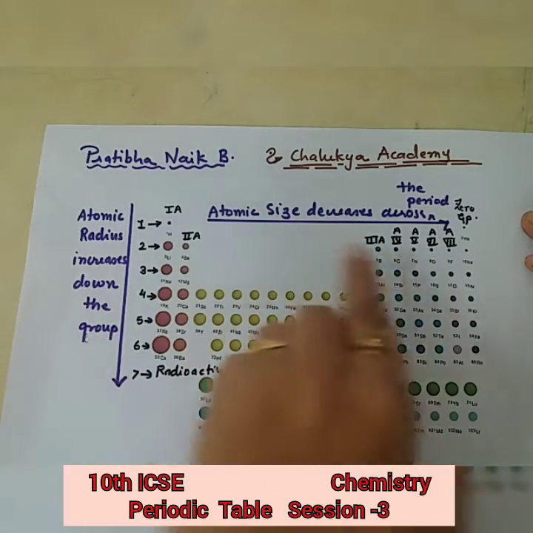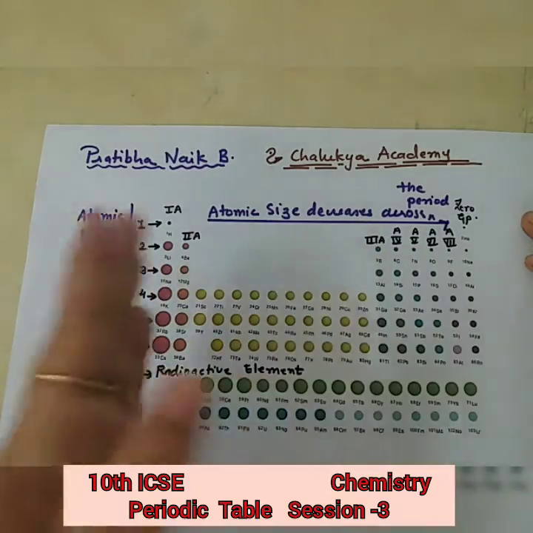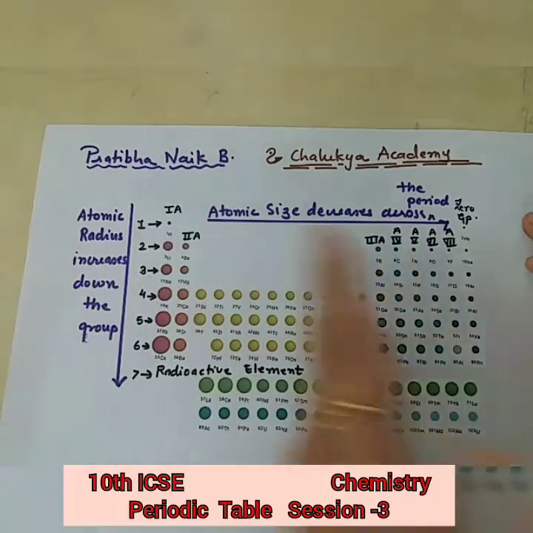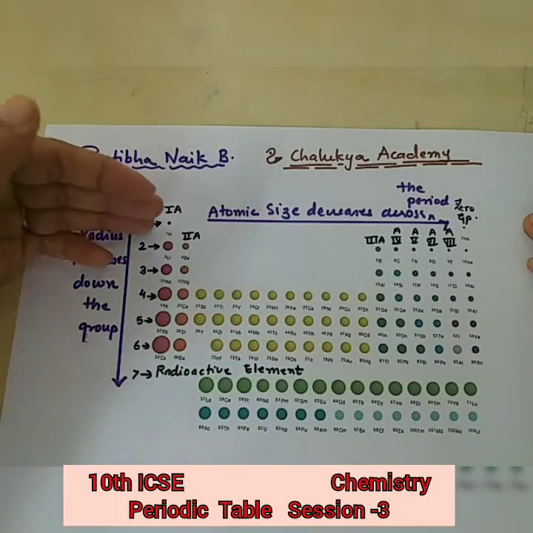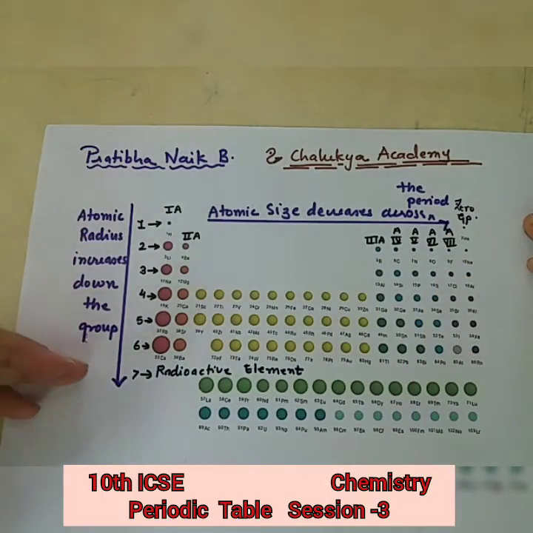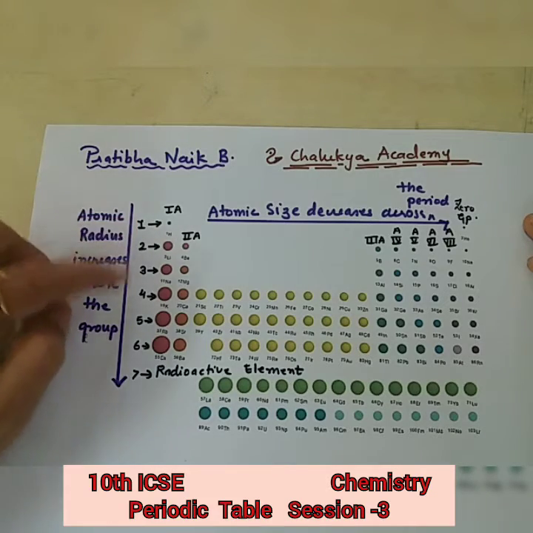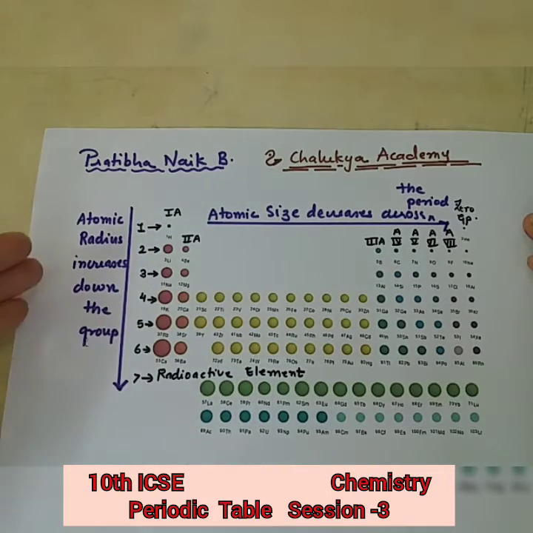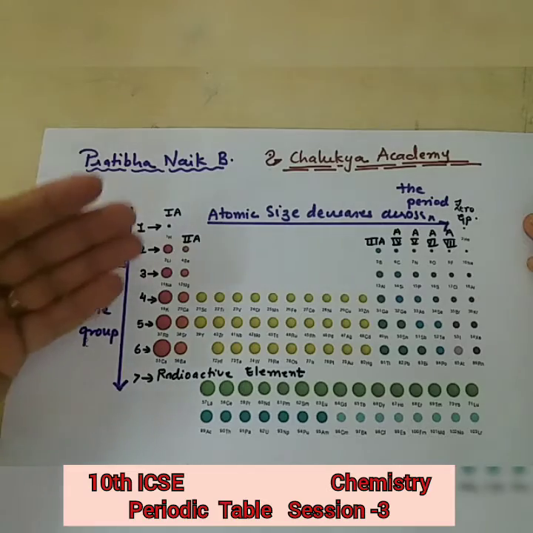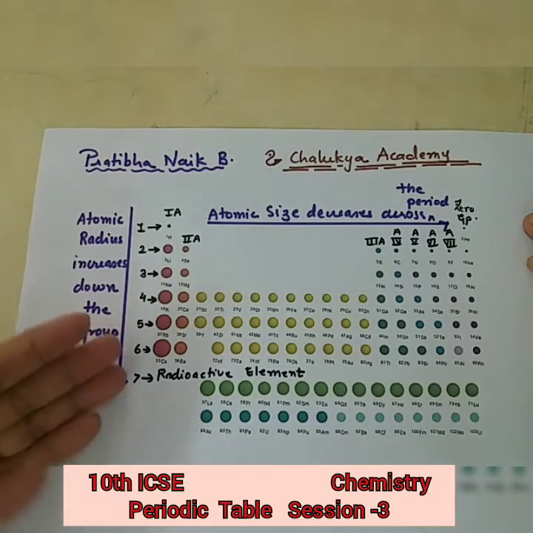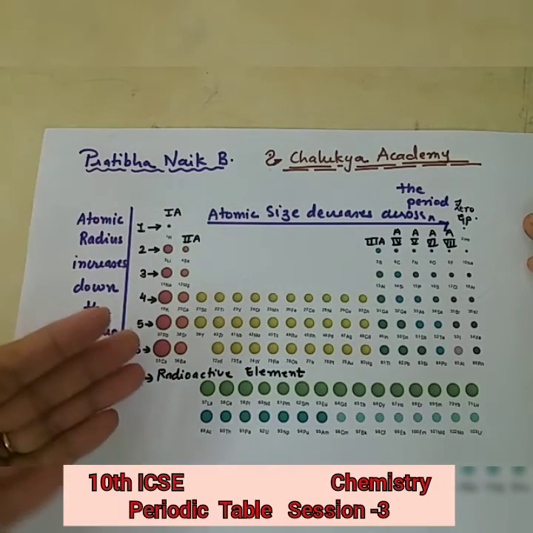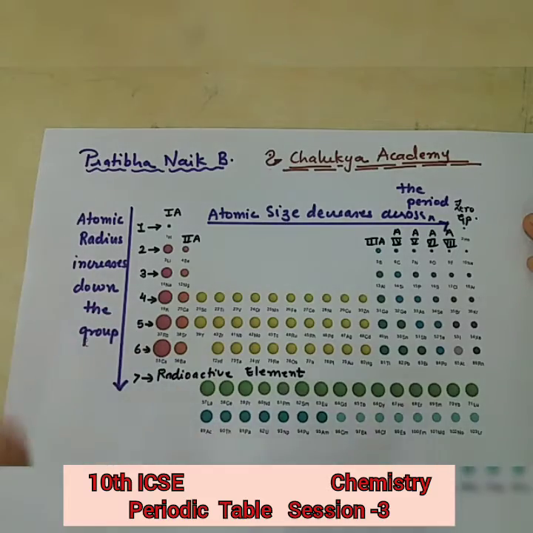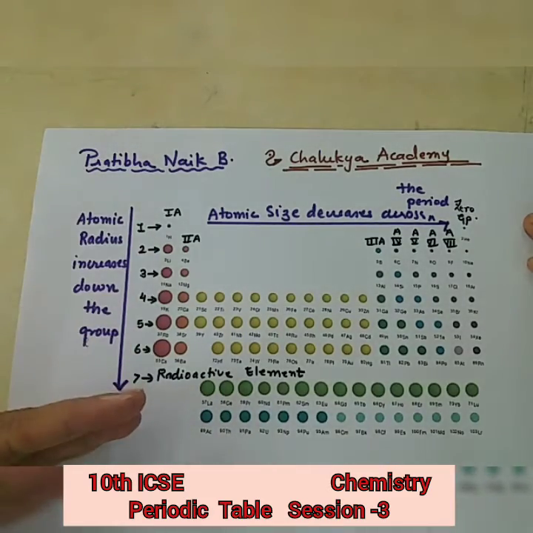So you can see here how the atomic size decreases as we move from left to right, and as we move down the group, atomic radius increases because the period number increases. Period number denotes what? Number of shells. So as we move down the group, number of shells increases, nuclear charge also increases, but both are not supporting each other, so atomic size here increases.